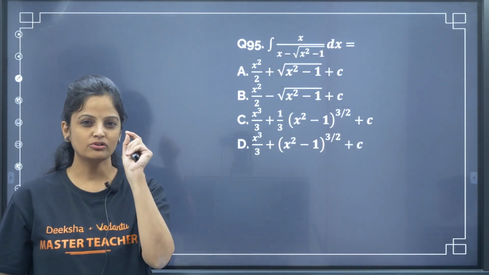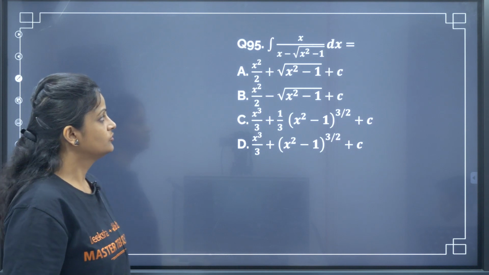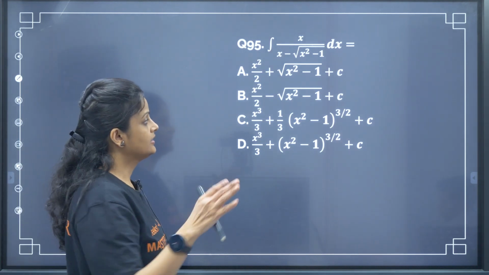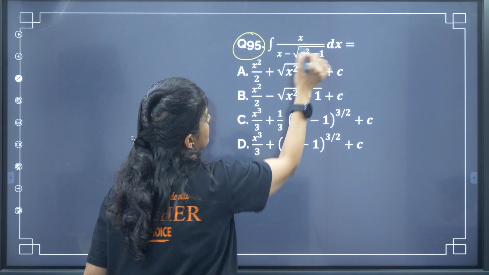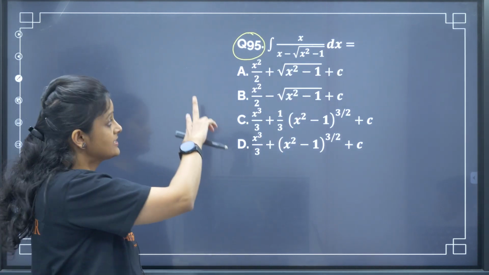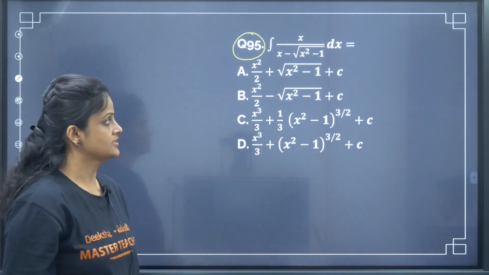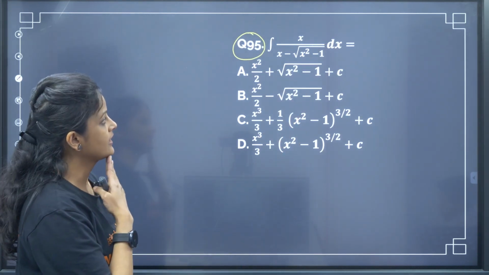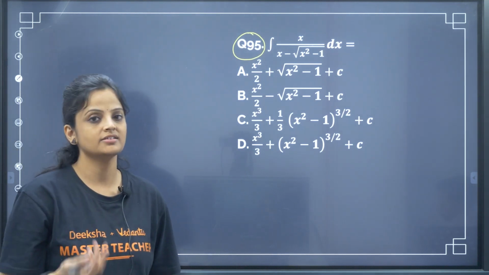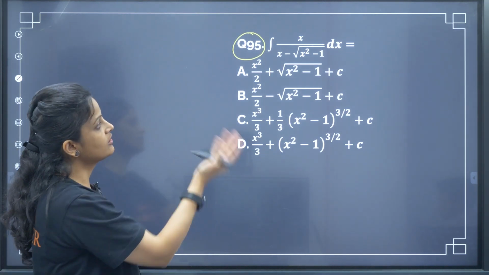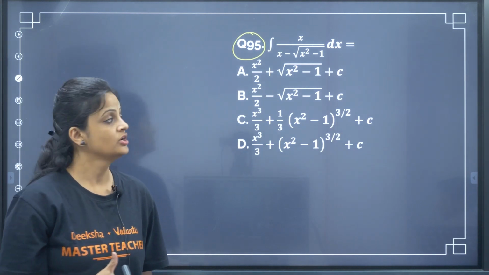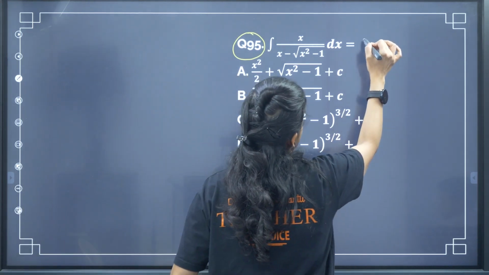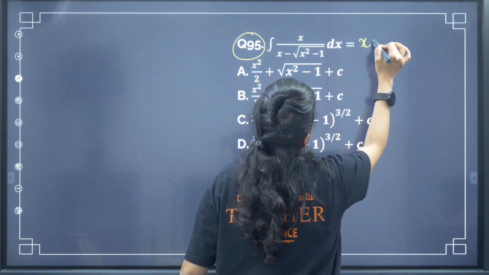Here, this is also something you have to think about before you do. I'll tell you what you have to do in this. Integral of x divided by x minus root of x square minus 1 is there. So usually when we have x square minus 1, we try to take the substitution, right? But this is not in the right form to use the substitution. So I am going to rationalize this. Let's see whether it works.